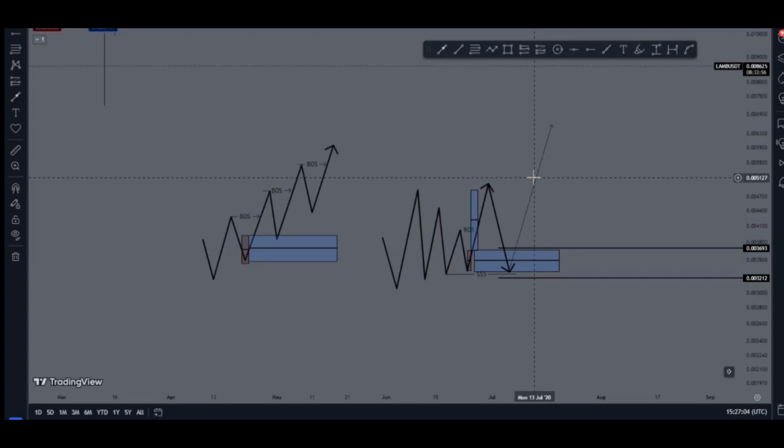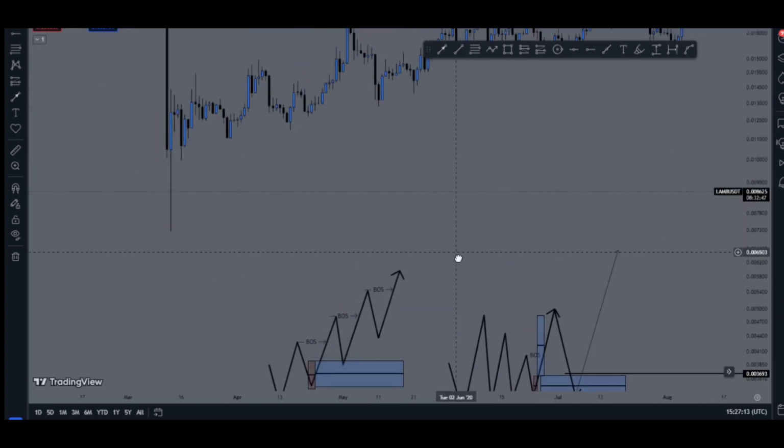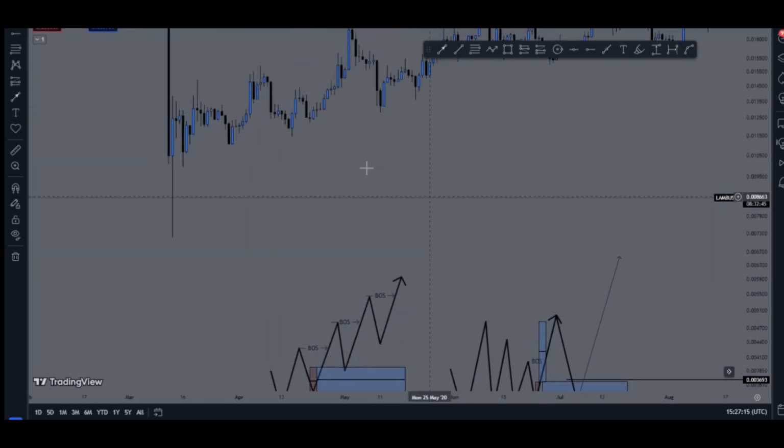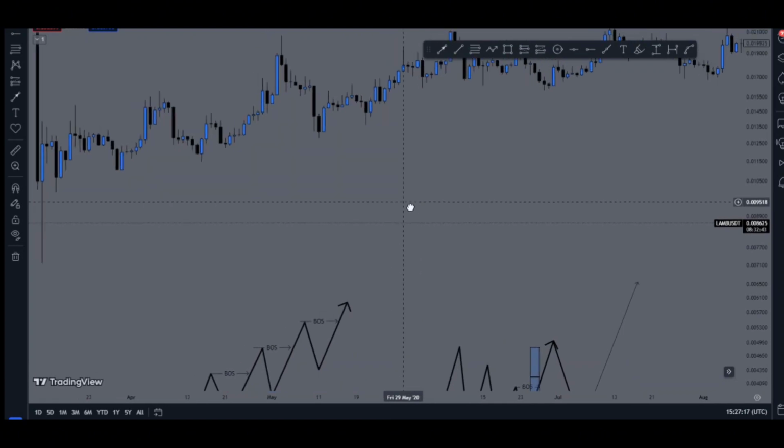If you are learning market structure as a beginner, this is what you need to know first. You need to understand this first. So let's get into the real chart now.